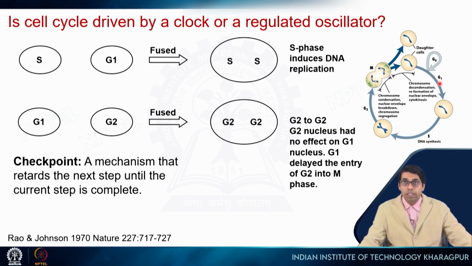They also fused G1 with G2. So, one nucleus in this and one nucleus in this. In this case, the G2 nucleus had no effect on G1, but G1 delayed the entry of G2 into the M phase, right. So, only when G1 got into G2 did they together progress into the M phase. This means that there are checks and balances at every phase of the cell cycle which retard the next step until the current step is completed. So, that is the checkpoint of a cell cycle.